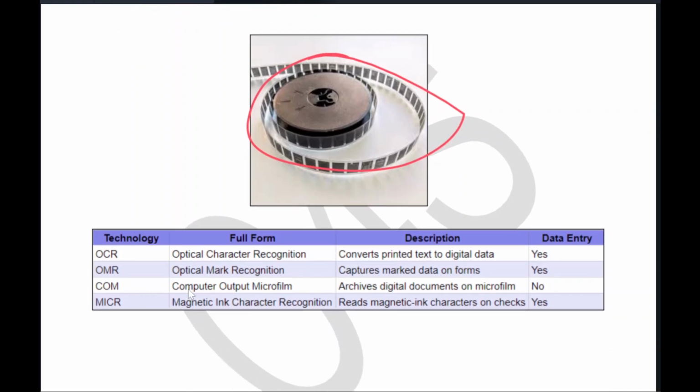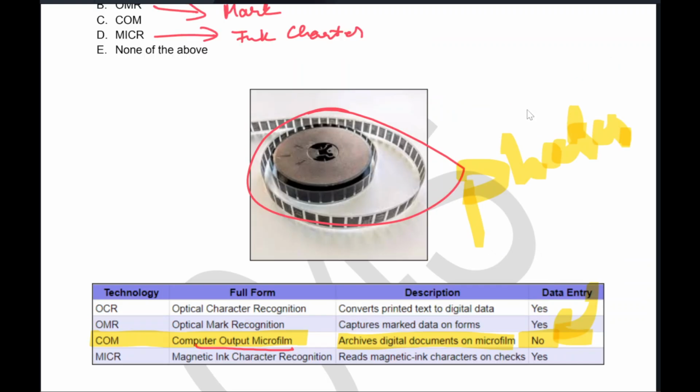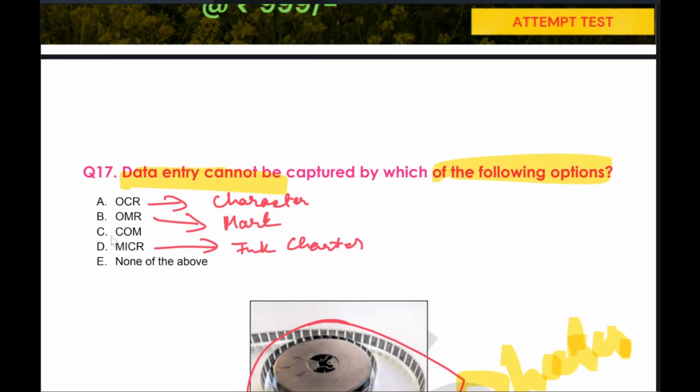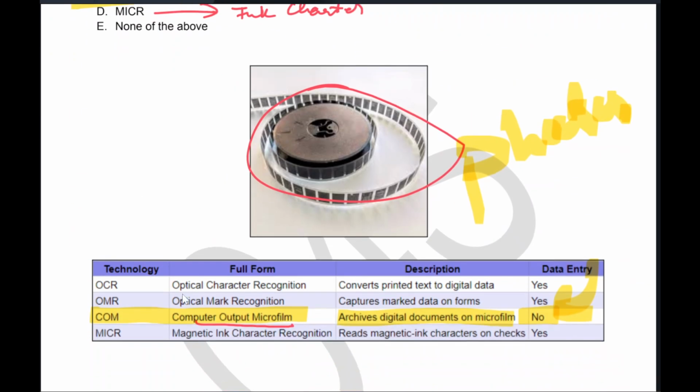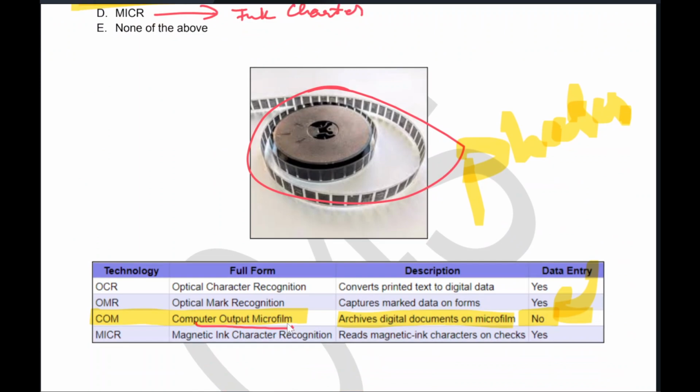That is the computer output microfilm. COM is computer output microfilm. It archives digital documents on microfilm. So it is not used in data entry, but it stores photos and all. So the answer is COM, which is computer output microfilm.